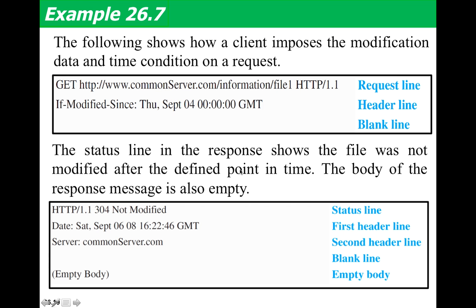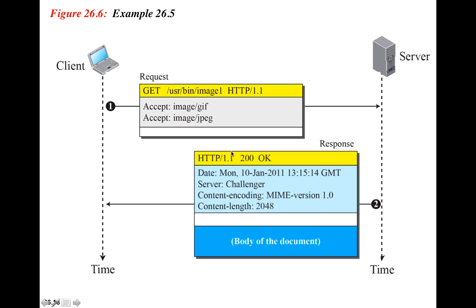The server responds back with the version of the protocol, the status code saying the request was serviced without any problems. It will give the date and the time when the request was serviced, what type of server it is. It's a Challenger server. Content encoding, MIME version 1.0. So we are sending an image which is now being encoded using the MIME extension.